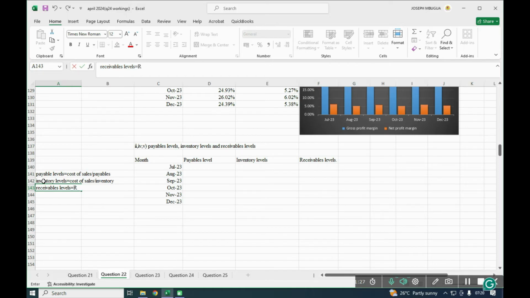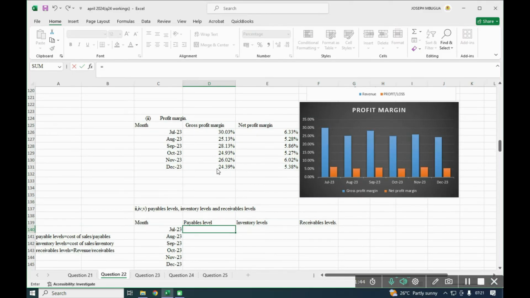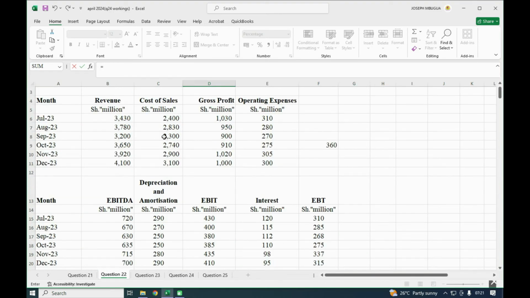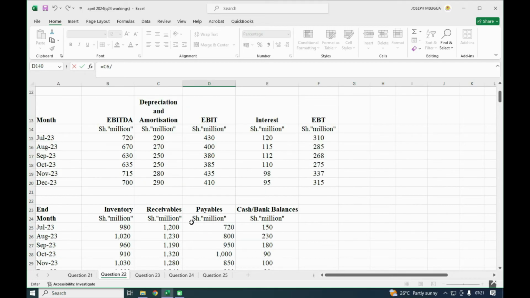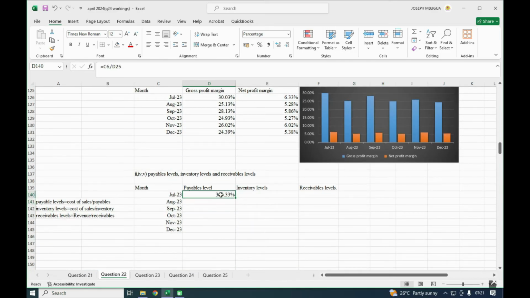Revenue over receivables. Revenue over receivables, that way. So those are our levels, the levels that we need. When you start with payable, just take the cost of sales over payable. So our cost of sales, we had this, divide by payable. Just divide by payable, that way.